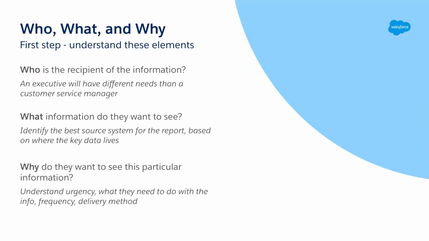An important first step to consider when you're creating your reports is examining the who, what, and why behind the information. Start with defining who needs the information in the report. For example, an executive will likely have different needs than a customer service manager. Then, what information do they want to see specifically? This will help you, again, determine the best source system for the report based on where that data lives. And lastly, why do they want to see this particular information? This can help you prioritize reporting based on urgency and how frequently the reporting will be used.